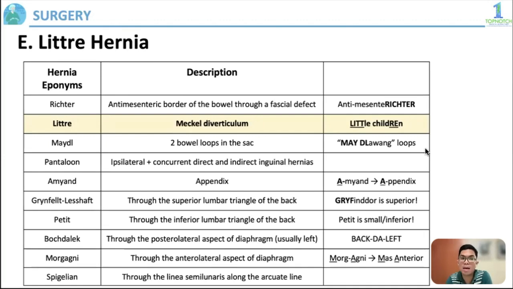Yung rule of twos kasi ng Meckel's diverticulum. So most become symptomatic by age 2 years. So middle, may dalawang bowel loops. So 2 bowel loops in the sac. And then A for appendix. And then these two, no? Yung 2 lumbar hernias. So may isa sa superior and may isa sa inferior lumbar triangle. And then yung the left versus yung mas anterior, yung Morgagni hernia. So these are your diaphragmatic hernias. Okay? So kindly read up on this. Tapos browse through it a few hours to days before your board exams.